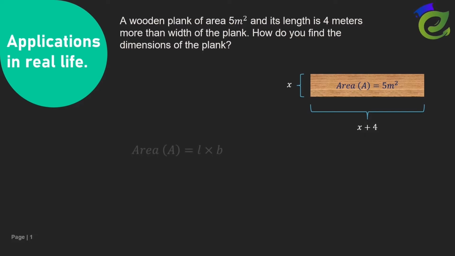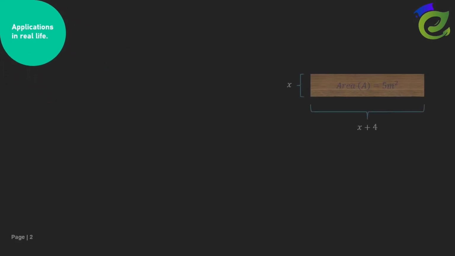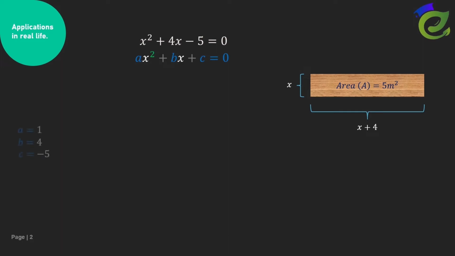Let us apply the area of rectangle formula. A is equals to length into breadth. Substitute length and width from the figure. Area is equals to x plus 4 multiplied by x. Then the equation becomes area is equals to x square plus 4x. We know that the area is equal to 5. So substituting area in the above equation, the equation will become 5 equal to x square plus 4x. We can rewrite the equation as x square plus 4x minus 5 is equal to 0. Comparing our equation with the general form of quadratic equation, we get a is equal to 1, b is equal to 4, c is equals to minus 5.